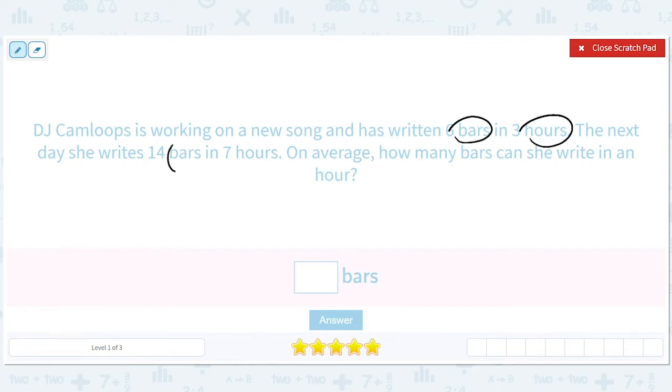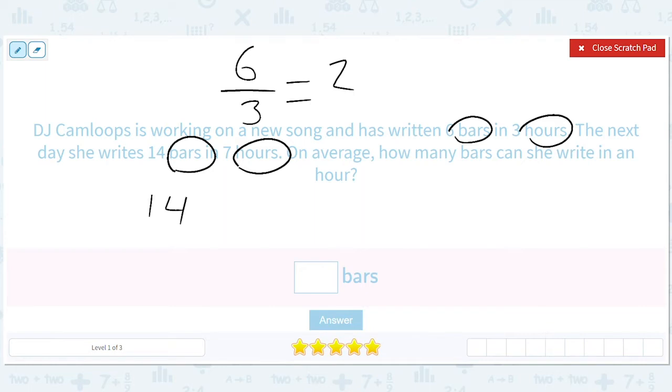Bars and hours. So DJ Kamloops is writing a song, and she writes 6 bars in 3 hours, which is 2 bars per hour. And to check, she also writes 14 bars in 7 hours. So that's also 2. So this is the answer, and this just gives you a way to check that answer. You can use either one to get the answer. So on average, she's writing 2 bars per hour.